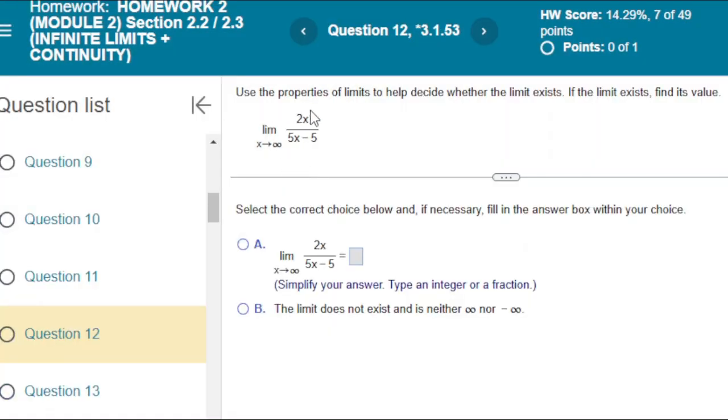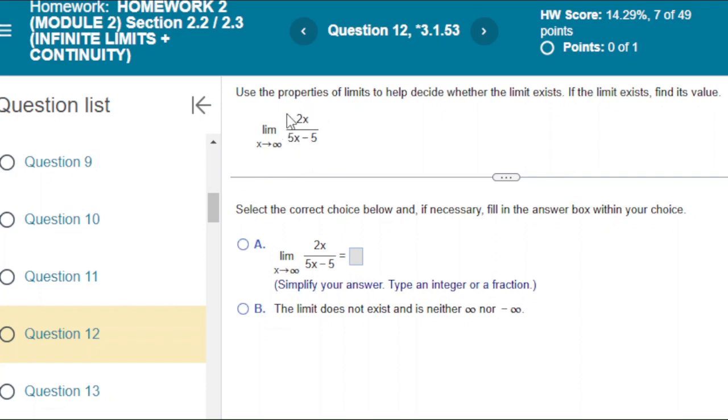Okay, this next one says use the properties of limits to help decide whether the limit exists. If the limit exists, find its value. So what's the limit as x approaches infinity of this function? Well, really, the question is if you plug in values that get bigger and bigger, if you plug in x equals 10, x equals 100, 1,000, a million, what is this going to get close to?